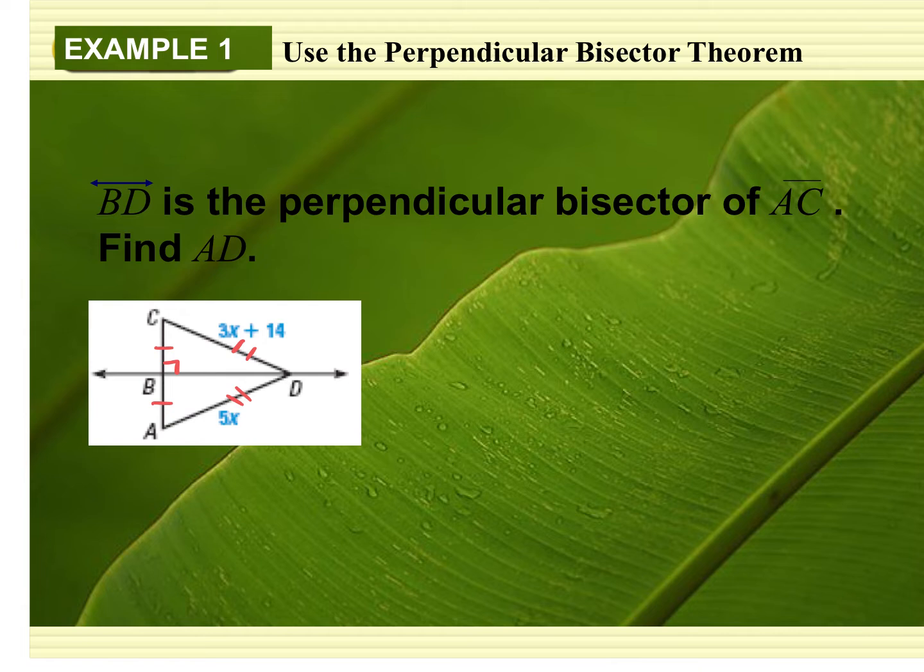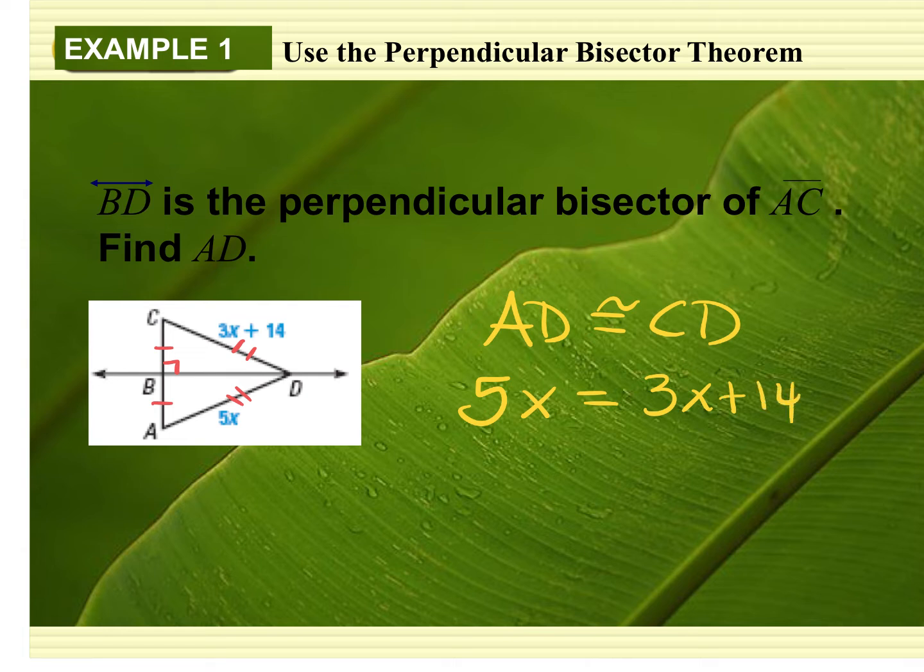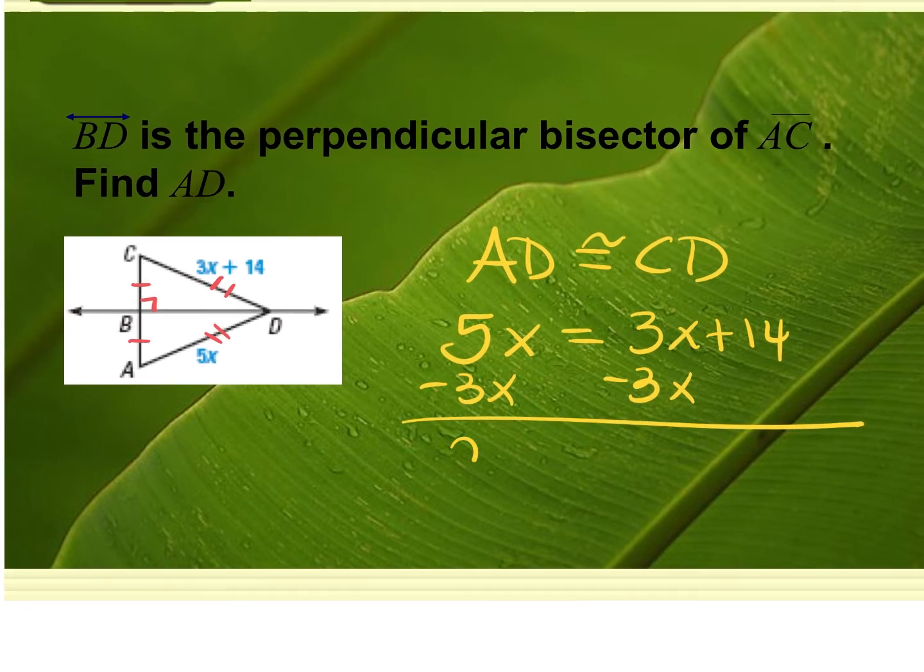So I can go ahead and say that AD is congruent to CD, and then I'm going to replace what AD is equal to, which is 5x. CD is going to be equal to 3x plus 14. And now I can solve for x by subtracting 3x. And I get 2x equals 14.